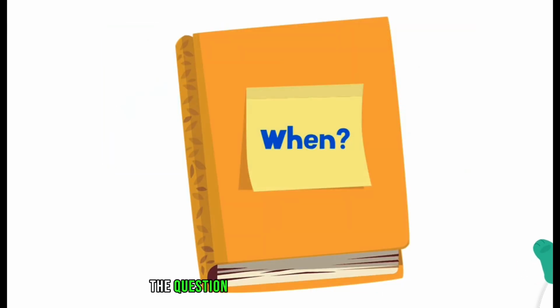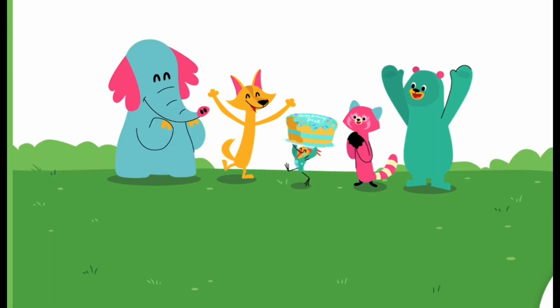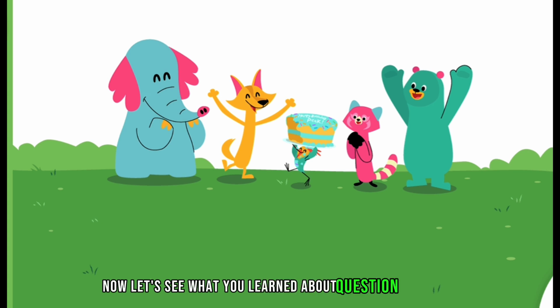The question, when, asks about the time or the order that things happen in the story. When did they find the cake? When Peck showed up. He had the cake all along. Now let's see what you learned about question words.